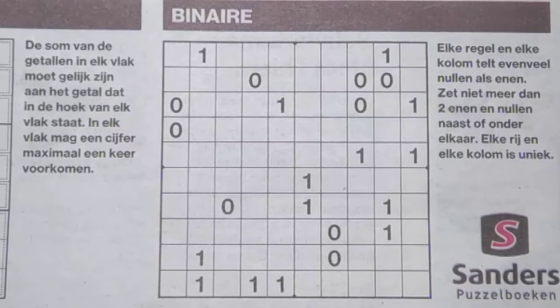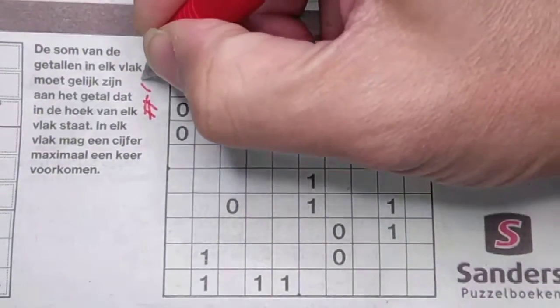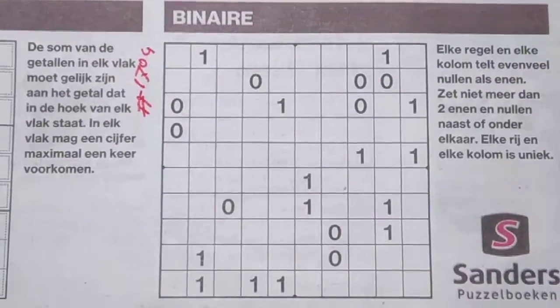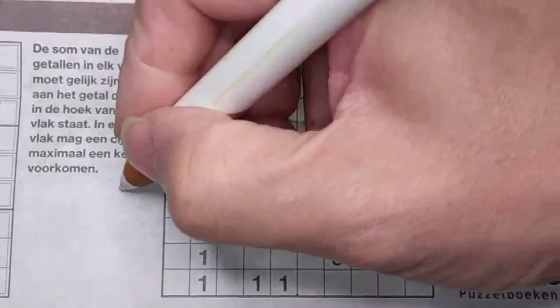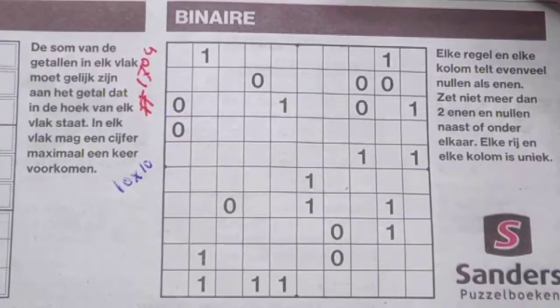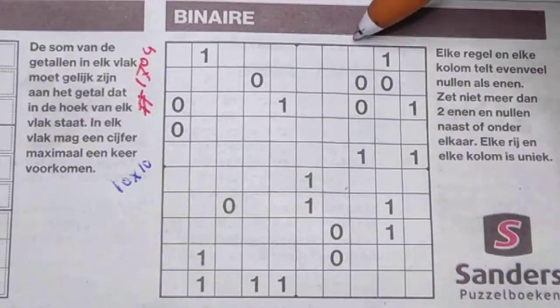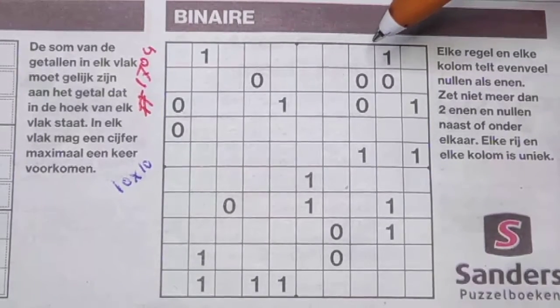But first, I will solve this irregular Sudoku, a binary Sudoku. This will be number 1704. And what kind of a binary Sudoku is this one? It's a 10 by 10 binary Sudoku. That means in a row or in a column there are always 5 ones and 5 O's. Alright, so let's get started.